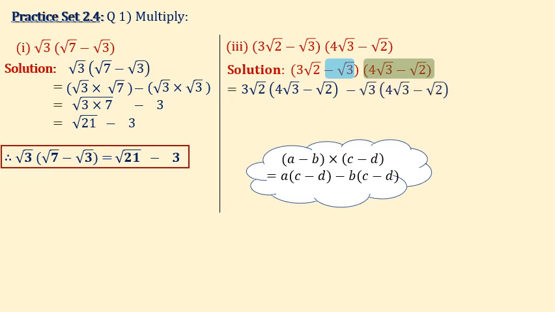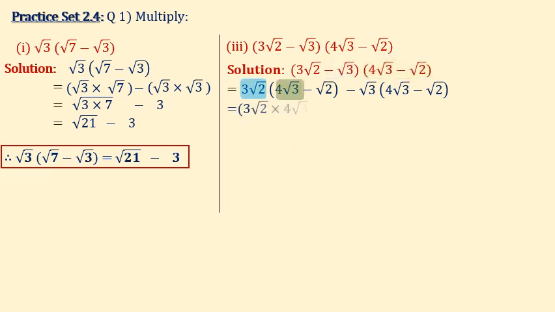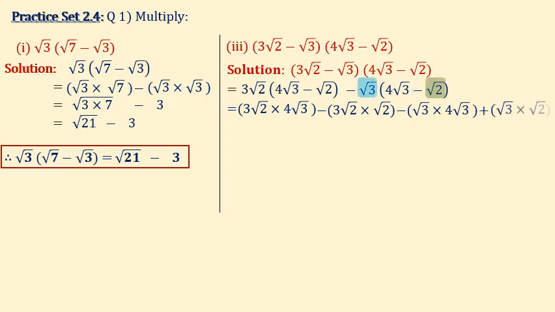Now again we have multiplication of a monomial with a binomial. So we multiply 3 root 2 into 4 root 3 minus 3 root 2 into root 2. Next, minus root 3 into 4 root 3. Minus into minus is plus root 3 into root 2. Now while multiplying surds, we multiply the rational and irrational terms separately.